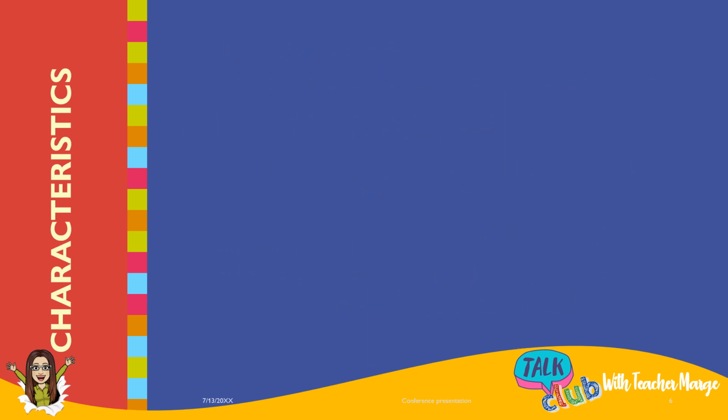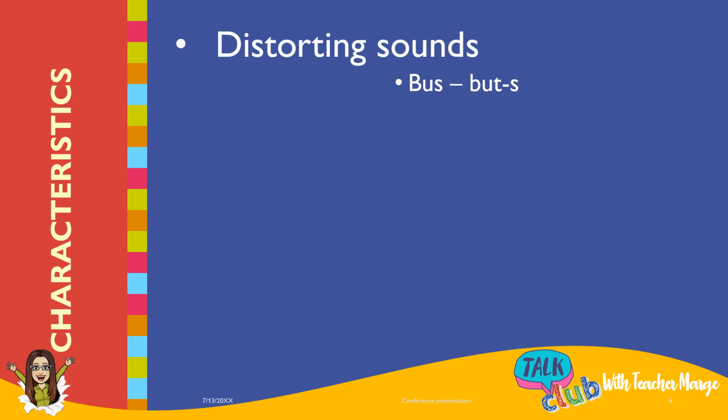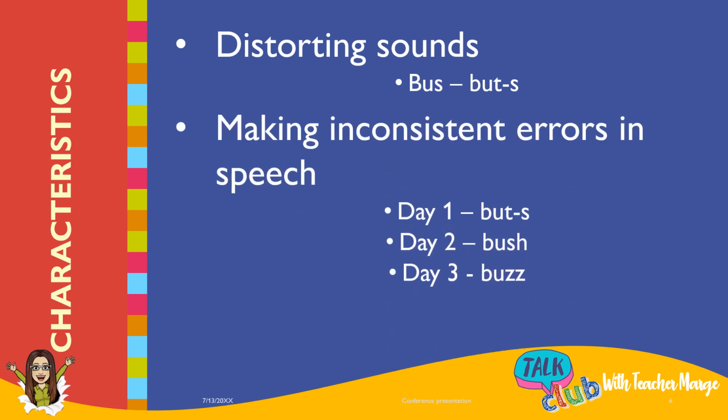Now, what are the characteristics of apraxia? You can have distorting sounds. For instead of saying bus, one of my child or student with apraxia says butts. So, since it's very difficult for him to produce the S sound, there is a stopping before the S. So, butts. So, that's how he says bus. Okay? There can also be inconsistencies, making inconsistent errors in speech. For today, when we practice the word bus, he says butts. Then, on the second day that we practice bus, he said bush. And on the third day that we practiced bus, he said buzz. So, there were inconsistent errors in speech, even if we are only practicing one word.